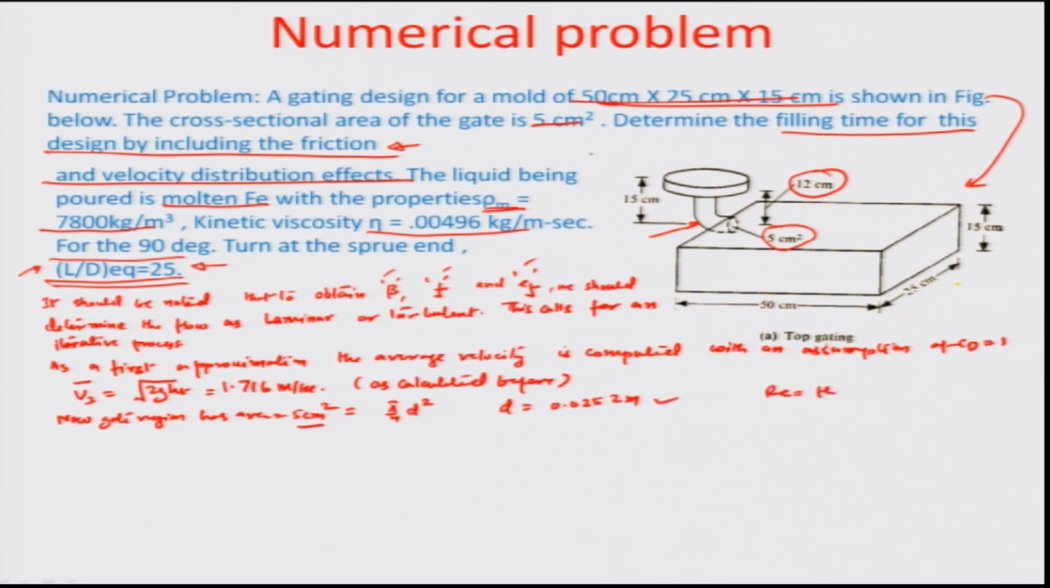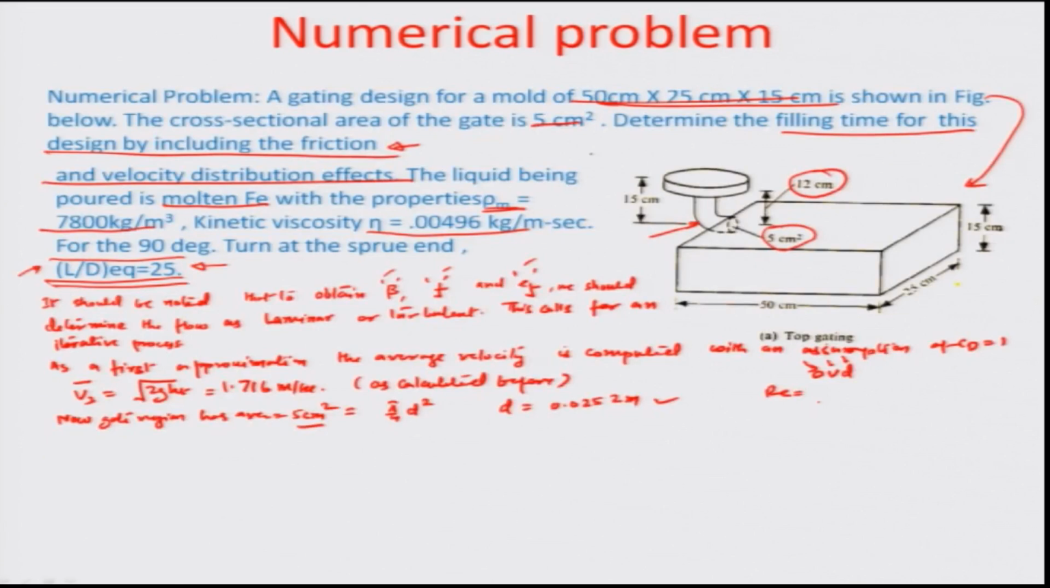As you know, Reynolds number is rho V d by mu, where rho is the density of the metal, in this case fluid metal, rho m, V is the velocity of the metal, d is the diameter of the cross section, which is actually the gate diameter in this particular case, and mu is the viscosity of the material. Let me just write it a little more properly, rho m V d by mu.